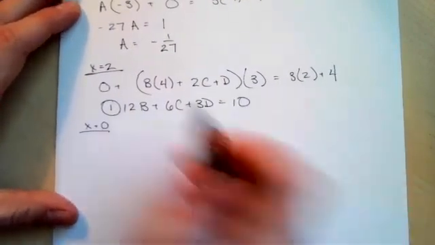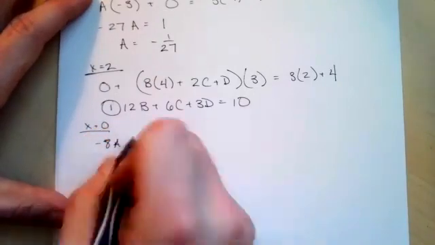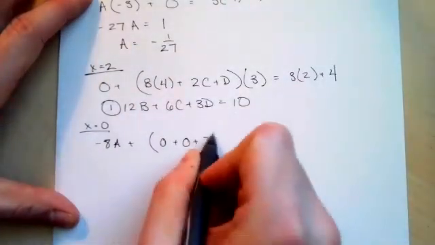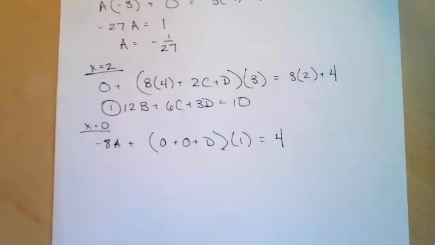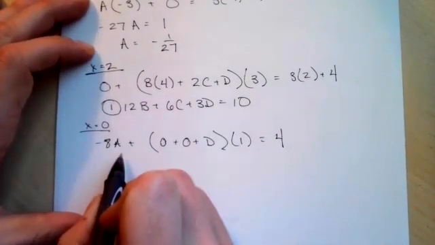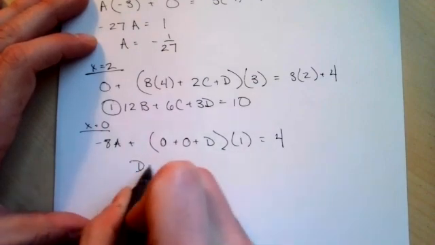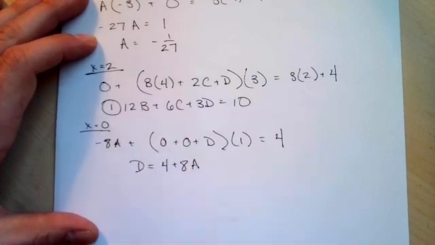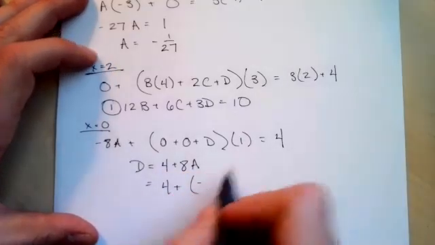And know that we know it already. So when we plug in x equals 0, we'll get -8a plus our B and C terms are going to be 0 plus D times 1 is equal to 4. So that gives us a pretty easy equation relating A and D. And since we know A, of course, we can solve for D. So what's that reduce to? We get D is equal to 4 plus 8A. So 4 plus negative 8 over 27.